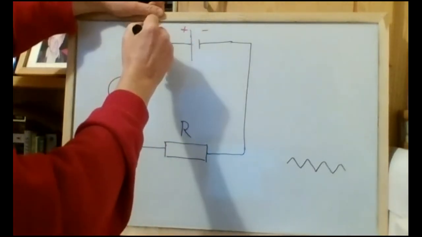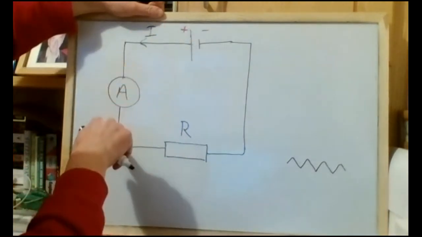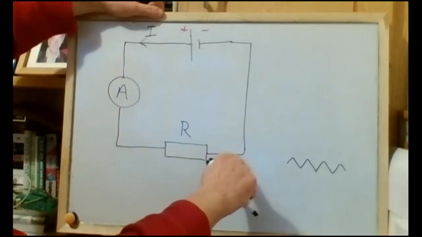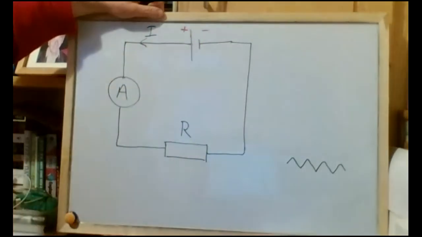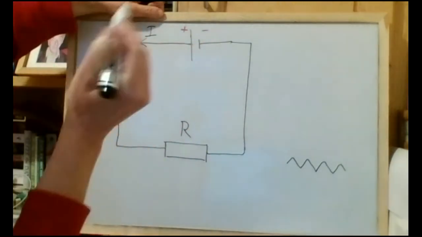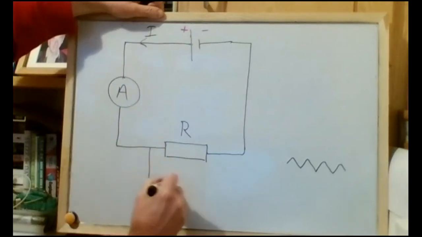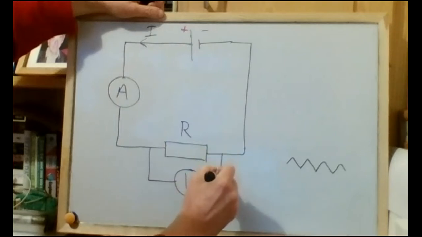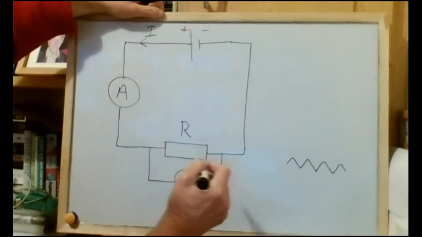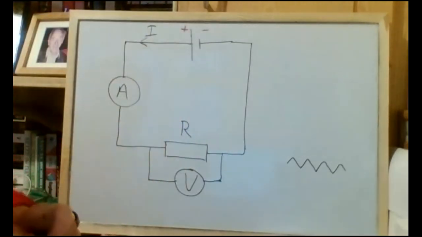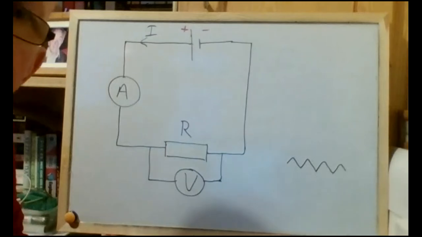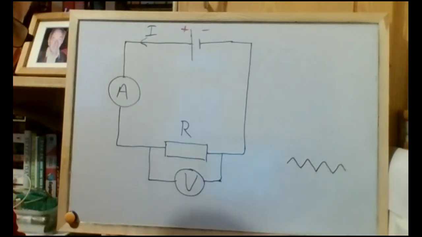Current will flow along from positive through the ammeter, through the resistor, and back to the negative of the battery or the power supply or whatever we're using. One other thing I can add on to this circuit is a voltmeter. And I would recommend that if you're attaching a voltmeter to a circuit, always add it on at the end, after you've completed the circuit loop, the current loop.